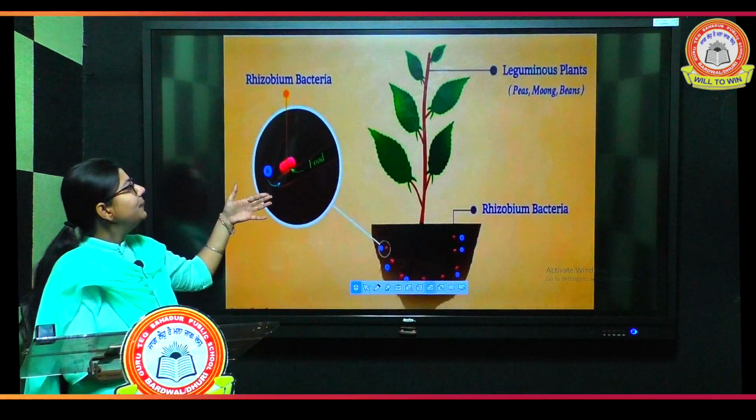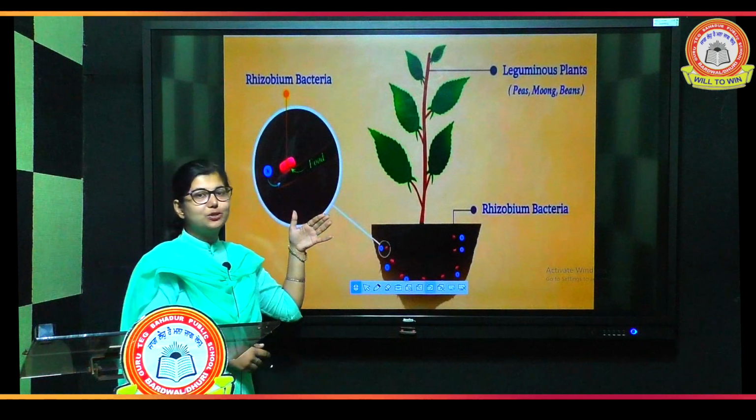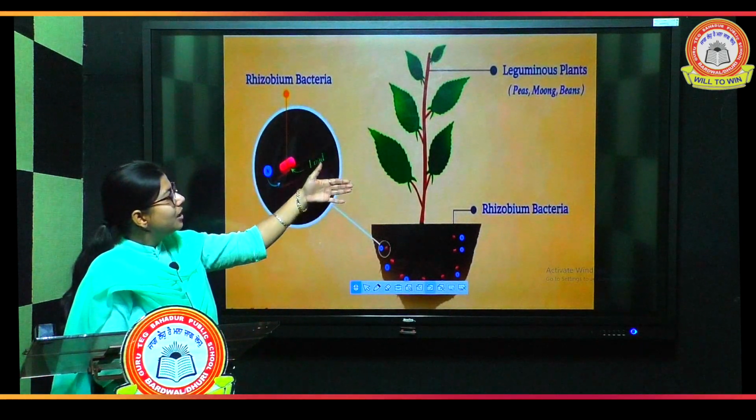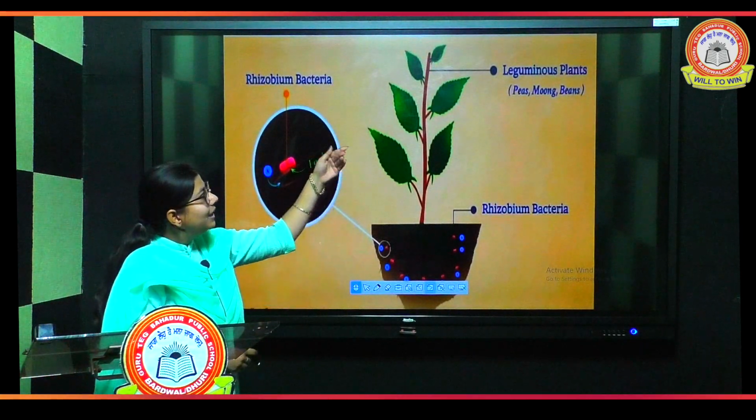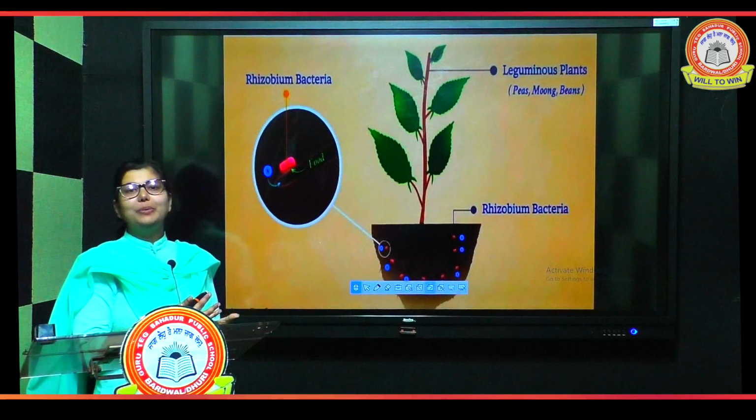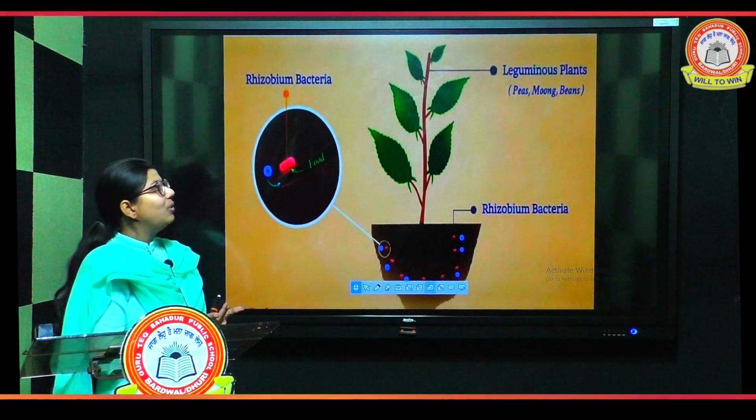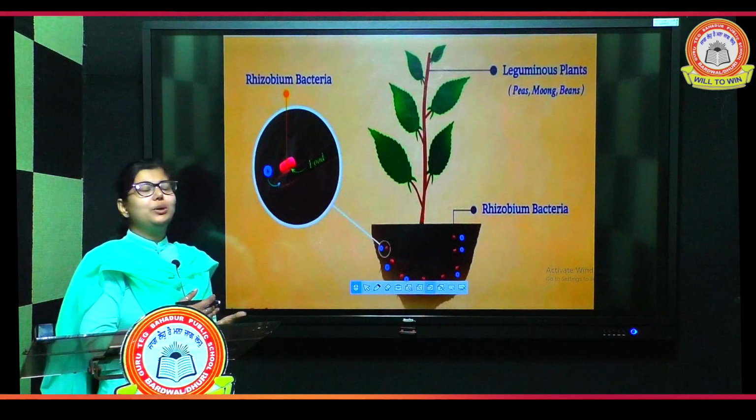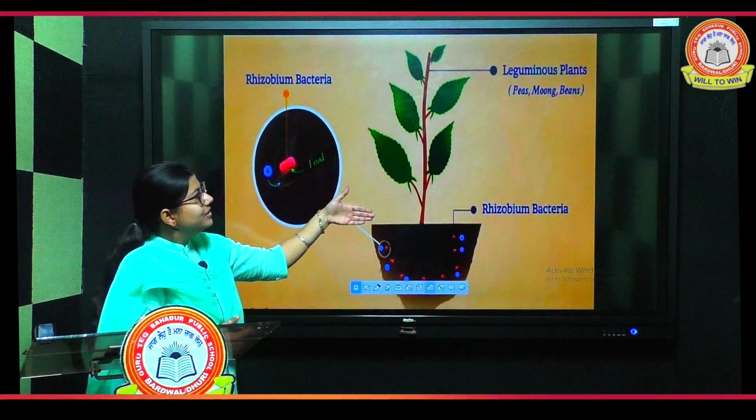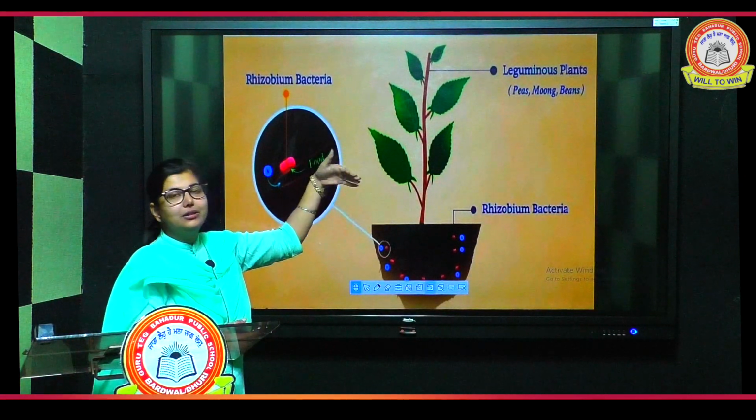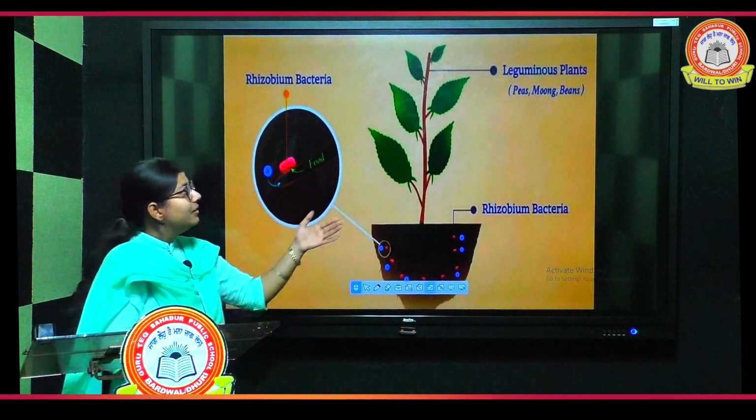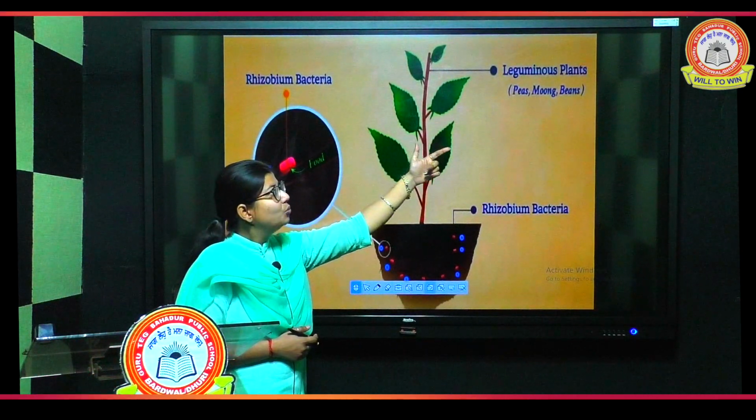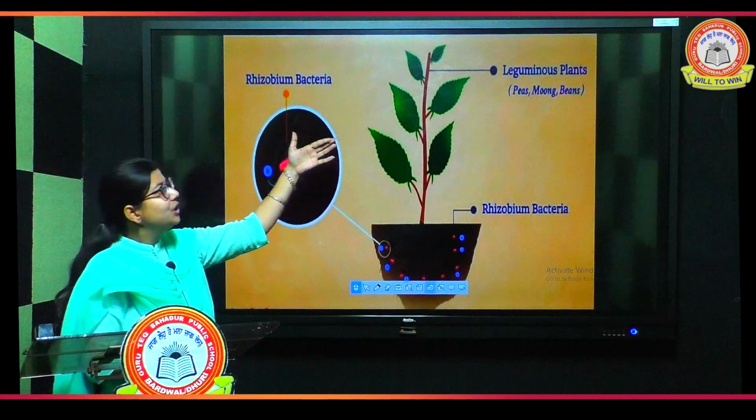Here, Rhizobium bacteria. You might have heard the name Rhizobium bacteria. These are present here in the soil, and what does this Rhizobium bacteria do? These provide the nitrogen to the plants, and you can see here is a green plant, a leguminous plant. Now what are leguminous plants? Here are some examples given: peas, moong, beans. These are all examples of leguminous plants.